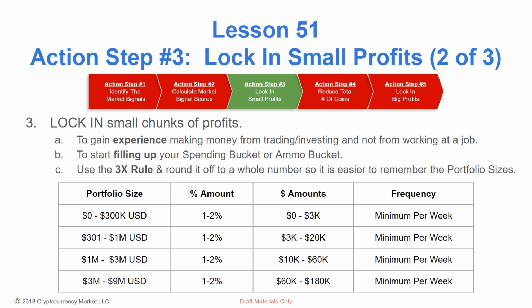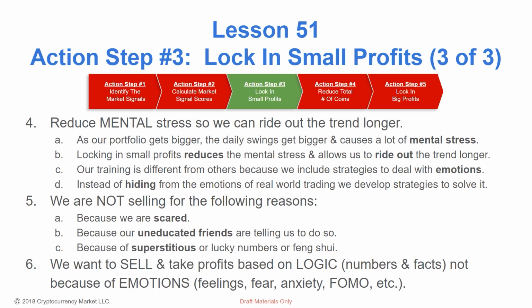Now, we do it per week, and we keep doing it as long as the market signals are telling us to sell small profits. We will increase that percentage whenever the signals increase and the signals get stronger and the scores get higher, then we will increase the percentage of the amount that we sell. When we sell the small chunks of profits, it reduces the mental stress so we can ride out the trend longer. As our portfolio gets bigger, the daily swings get bigger and causes a lot of mental stress. Locking in the small profits reduces the mental stress and allows us to ride out the trend longer.